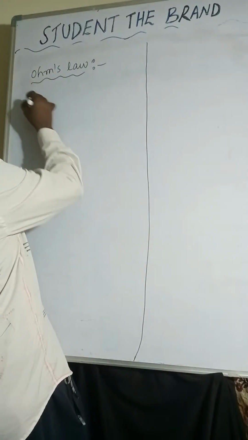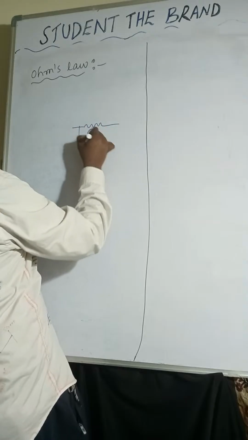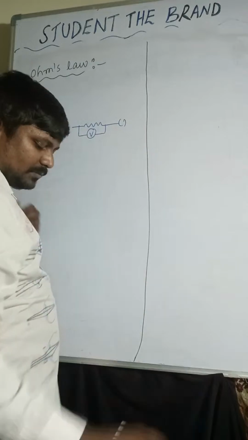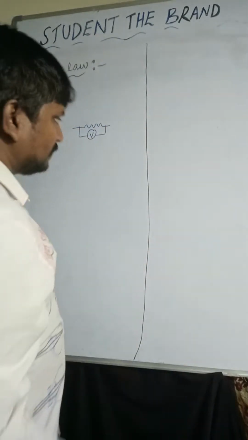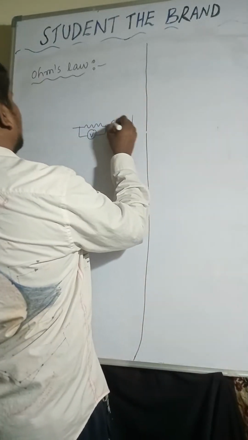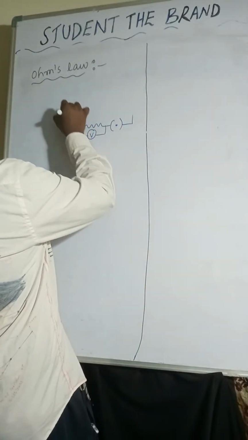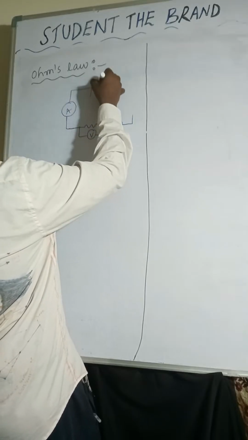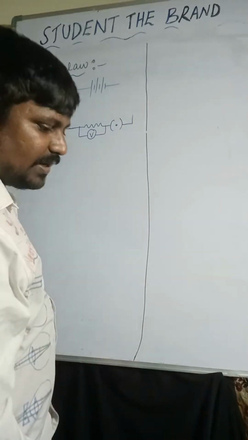So this is the resistor. I am taking the potential difference here. Switch, I am considering here. Positive terminal, negative terminal. And here the ammeter and cells. How many? 1, 2, 3, 4. 4 cells we have to take.